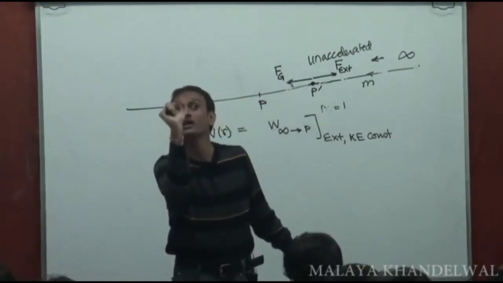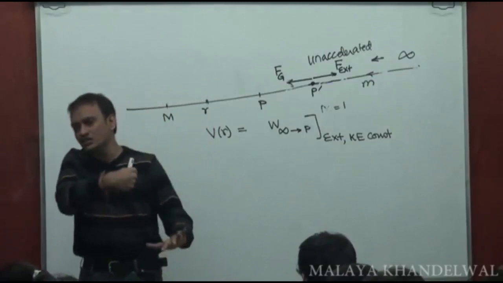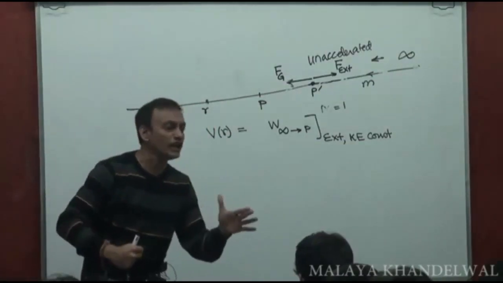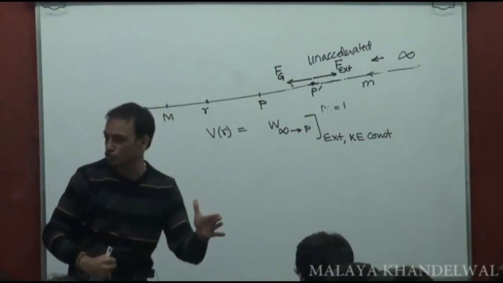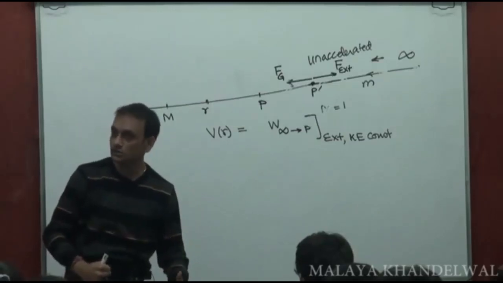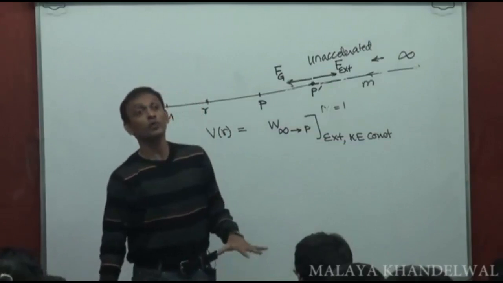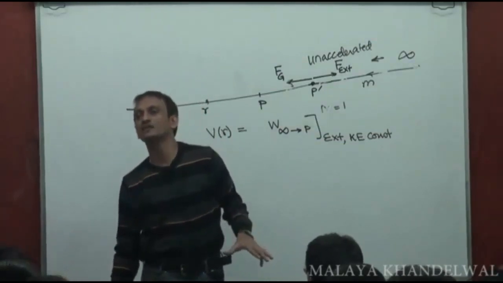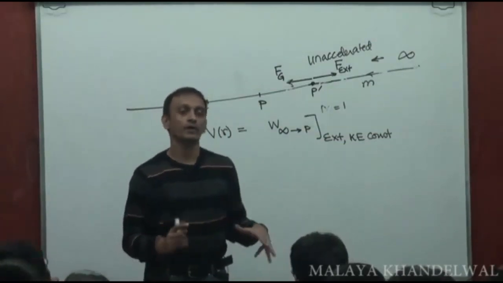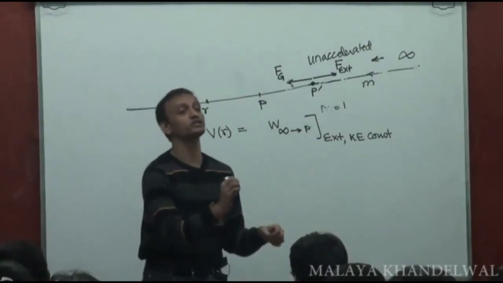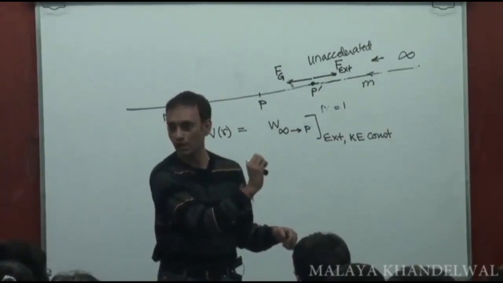At every point, all that the external agent does is counter the force of the field. It just counters the force of the field. Clear? And in the process, the work done by the external agent will be looked upon as the potential at the point R.